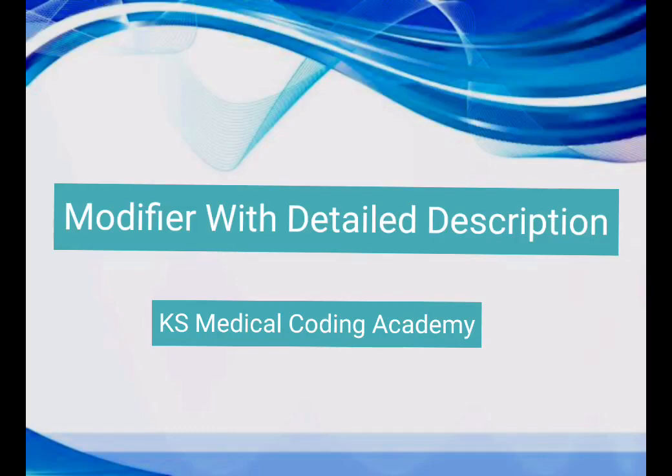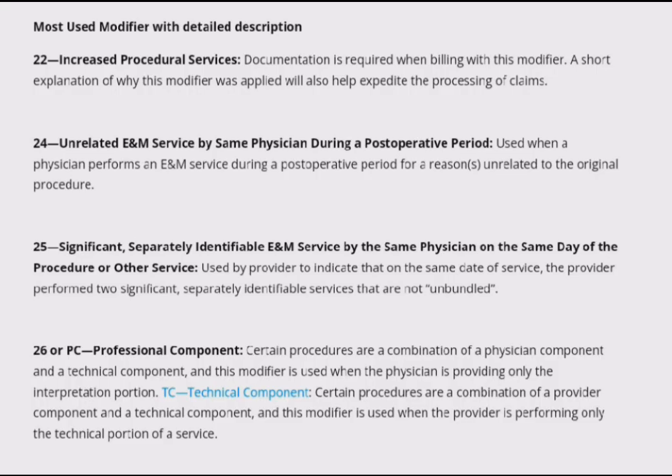Modifier 22, with detailed description: increased procedural services. Documentation is required when billing with this modifier. A short explanation of why this modifier was applied will also help expedite the processing of claims.